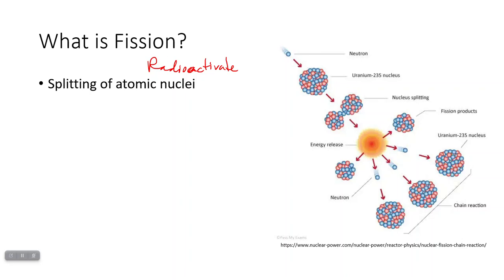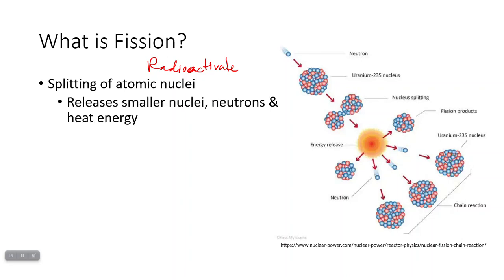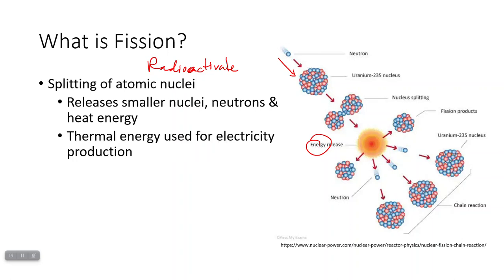Basically, it's got an unstable nucleus that can break apart easily, and what you do is shoot a neutron, or a small particle, at this radioactive atom. That causes the nucleus to split into two and release a few other things: neutrons, smaller nuclei, and most importantly of all, energy. It's that heat energy that's most relevant to us in electricity generation. That's the thermal energy that's used to make electricity.